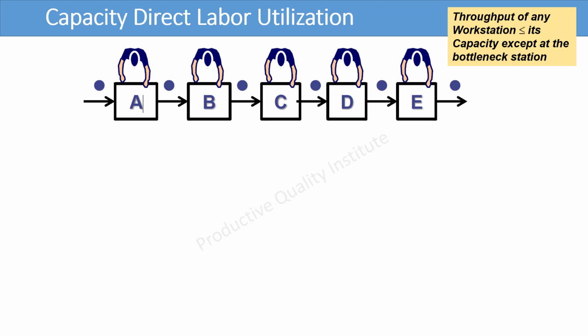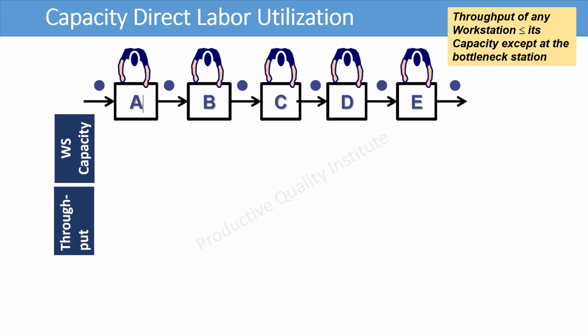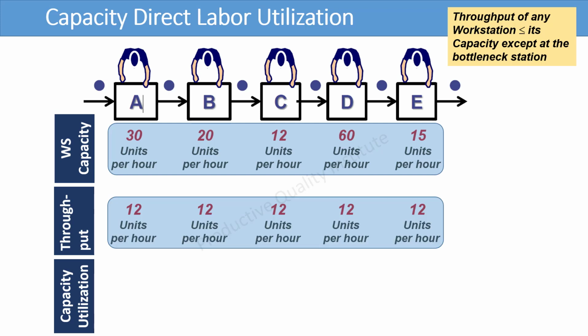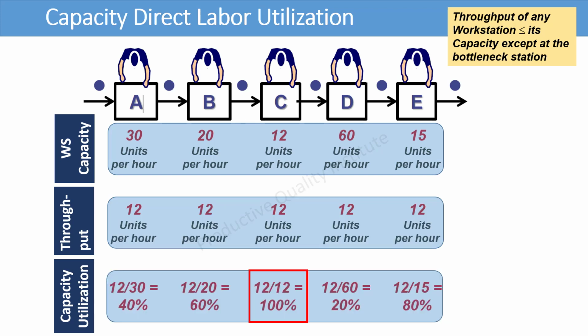Utilization is the final throughput divided by the workstation capacity. The throughput of any workstation is less than its capacity, except at the bottleneck station. Utilization of workstation A is 40%. Utilization of workstation B is 60%. Utilization of workstation C is 100%. Utilization of workstation D is 20%. Utilization of workstation E is 80%.